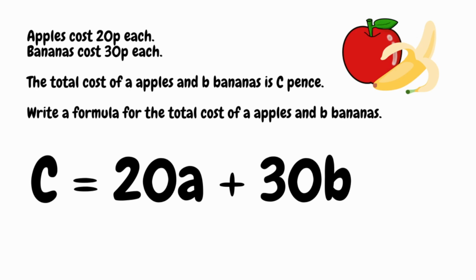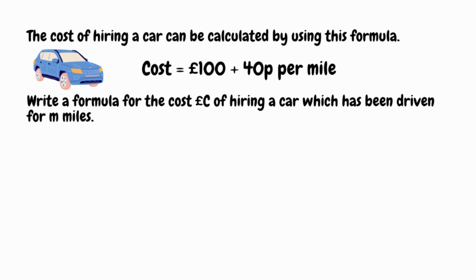We're now going to take a look at some practice questions. So feel free to pause the video at any point and have a go at these, and then we'll go through the solutions. So for this question, we've got the cost of hiring a car can be calculated by using this formula. The cost is equal to £100 plus 40 pence per mile. We need to write a formula for the cost C pounds of hiring a car which has been driven for M miles.